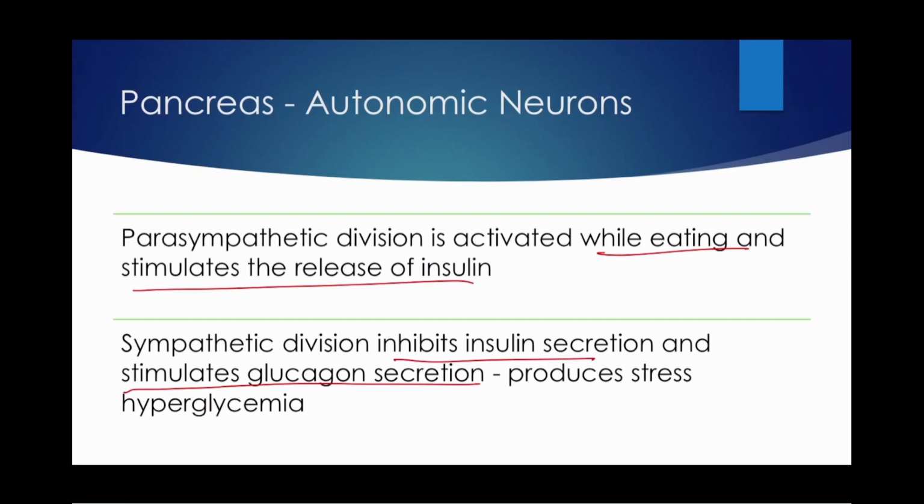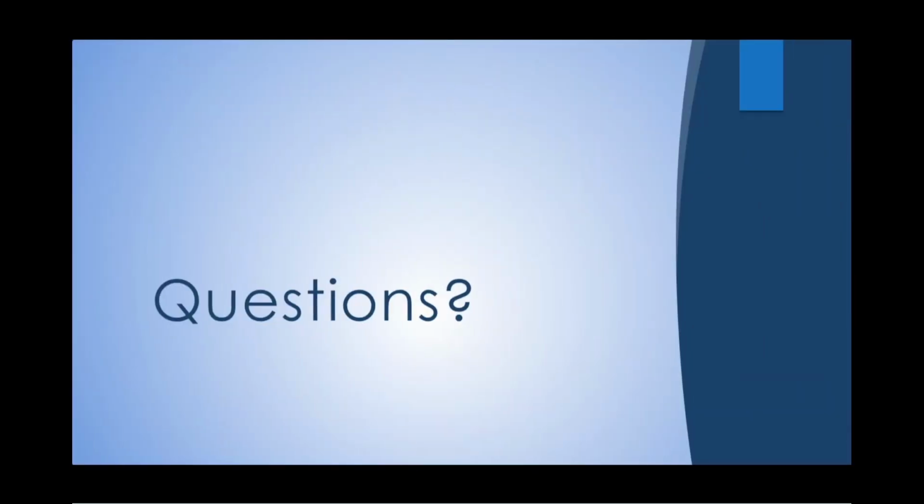What's glucagon going to do to your blood glucose levels? Increase it. We're dumping glucose into the blood where we need it for fight or flight. And that's where the autonomic neurons for the pancreas come into play.